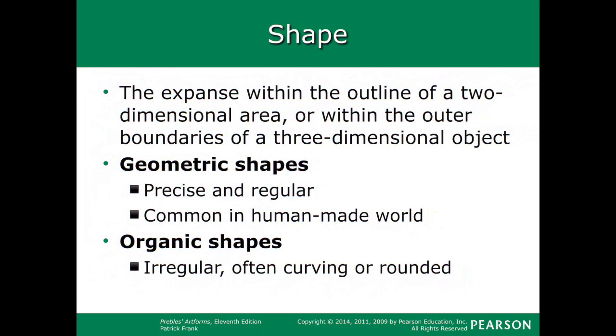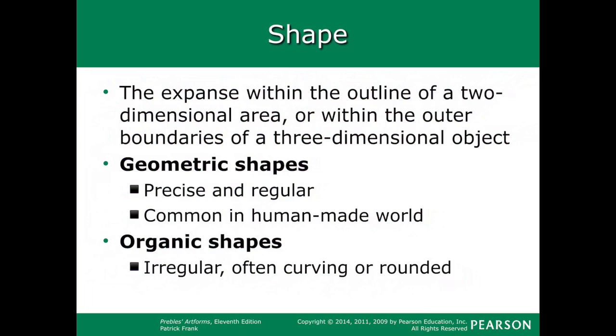And now we're going to talk about another visual element. And when it comes to these visual elements, it's one of the few lists that I ask my classes to remember. And I want you to remember what all of these elements are. So shape, of course, is one of the important elements. It can be defined as the expanse within the outline of a two-dimensional area or within the outer boundaries of a three-dimensional object. Shapes can be geometric shapes, where they are very precise, they are regular.